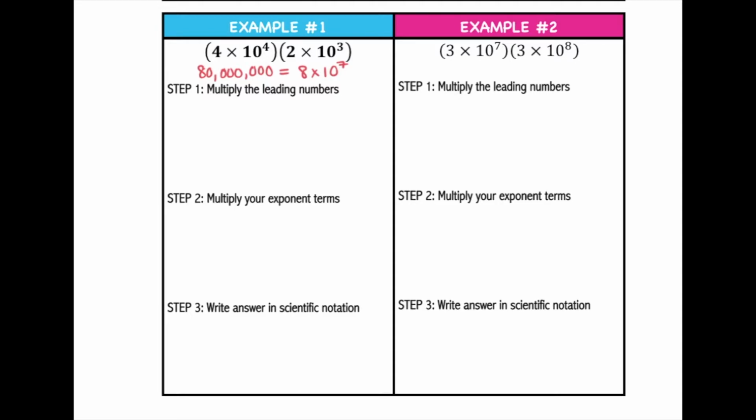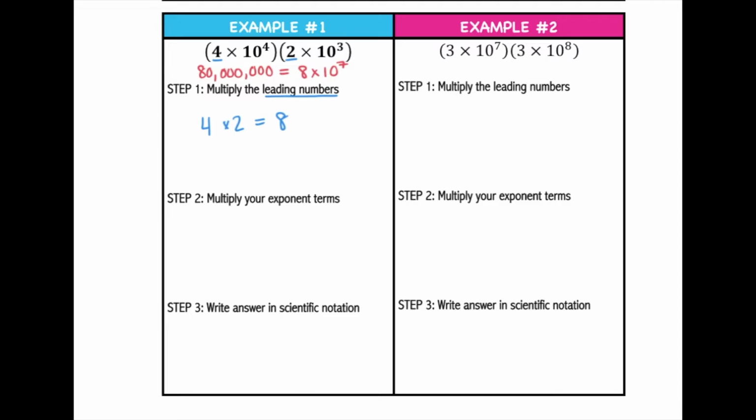So when we're multiplying numbers in scientific notation, what we want to do first is multiply the leading numbers. What I mean by leading numbers is the number that's in front of your exponential term. So we're going to start by doing 4 times 2, and 4 times 2 gives us 8. So when we multiply our leading numbers, 4 times 2, we get 8.